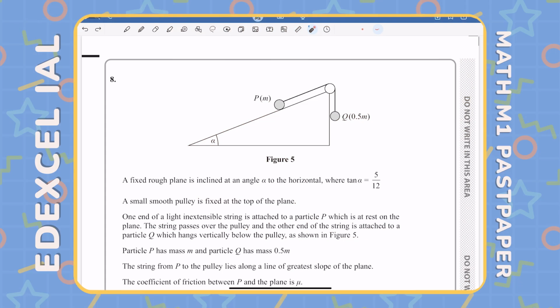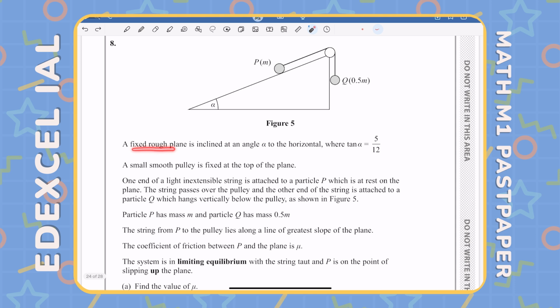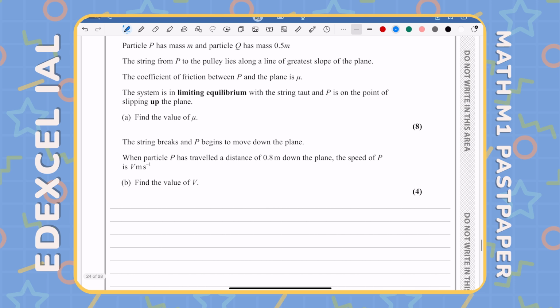Okay, so this is the final question of this paper, and let's see what it says. A fixed rough plane is inclined at an angle alpha to the horizontal where tan alpha is equal to 5 upon 12. Okay, so immediately whenever I read tan alpha, my go-to reaction is to find out cos alpha and sin alpha, because we know that at some point we're going to use it.